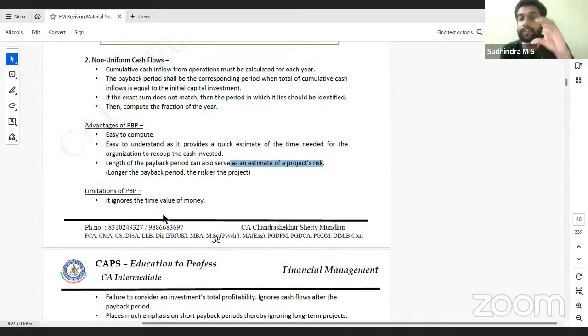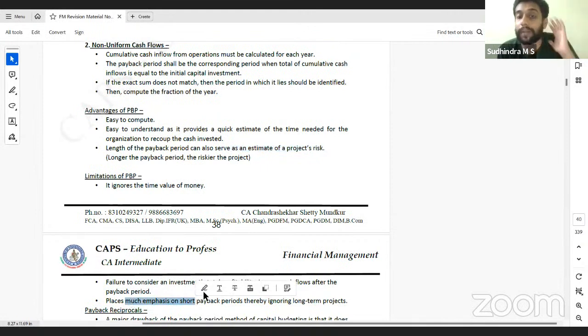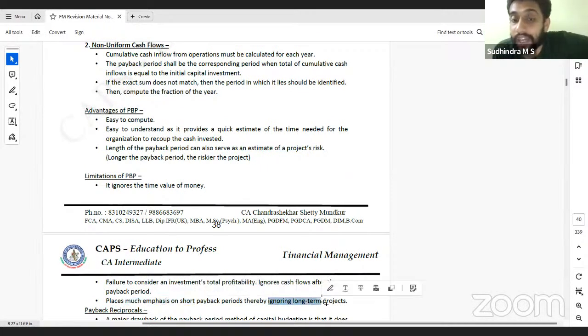Second, I have a small project, I have a big project. Small project payback period is lesser when compared to the big project. If I only rely upon payback period, I'll go with the smaller project. Right? So it places emphasis on shorter payback periods, thereby ignoring long-term projects. That's the limitation of payback period.